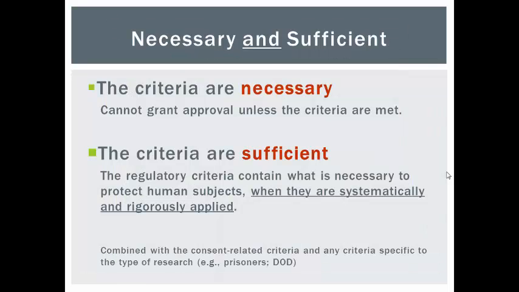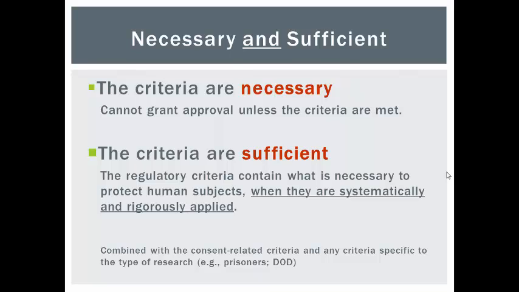Another important point about the criteria for approval is that they are both necessary and sufficient for granting IRB approval. So the IRB cannot grant approval unless all of these criteria are met. And the criteria are sufficient in that they contain what is necessary to protect subjects when they are systematically and rigorously applied. And that's an important caveat. So combined with those consent-related criteria and any other criteria that are specific to the research, like prisoners or kids or pregnant women, this should be sufficient to ensure that the research is ethical and compliant with the regs.